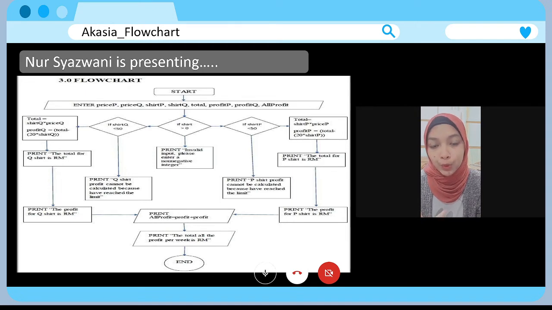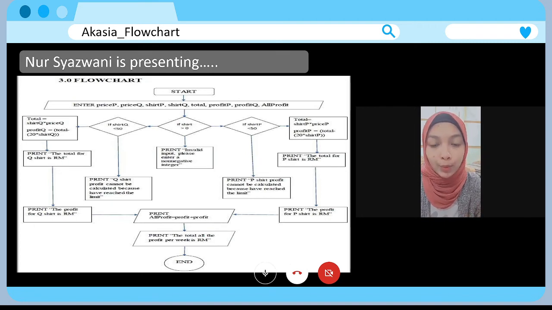Before we proceed to the shirt P and Q, if you enter the negative number, the output will say that it's invalid input and ask you to enter the non-negative integer. So you need to do again decoding with non-negative integer. Okay, we will move to the right hand side.